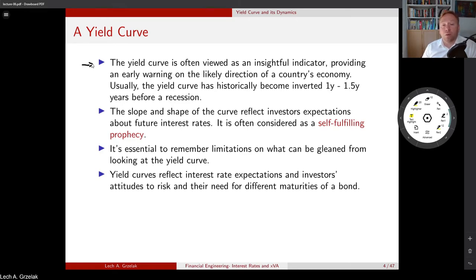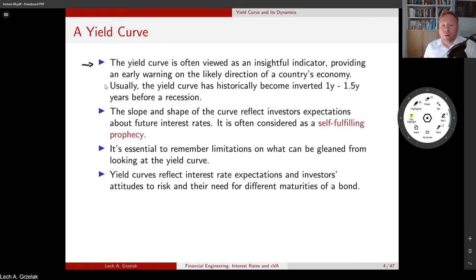So the yield curve is often used as an indication of where the money in the market is. Is it in stocks? Is it in bonds? Is it in short-term bonds or long-term bonds? And now we will also be discussing different shapes of the yield curve. We already had a little bit of introduction to that a few lectures ago. Today we will continue in this area, dive into it, and also build the curve itself.